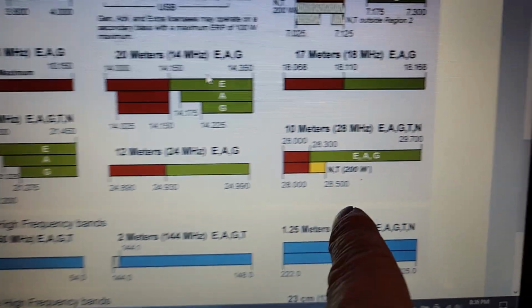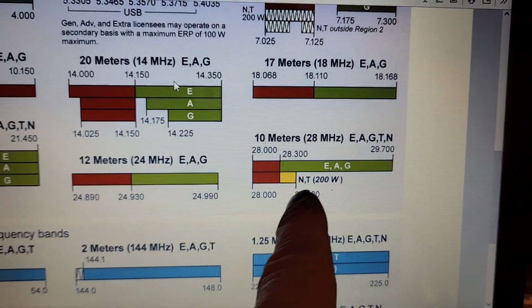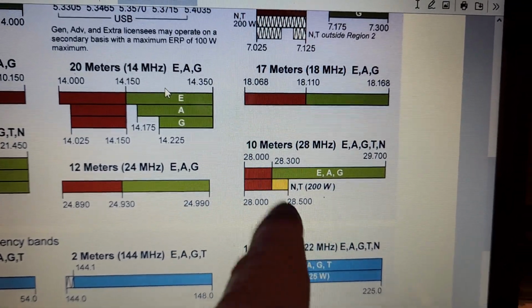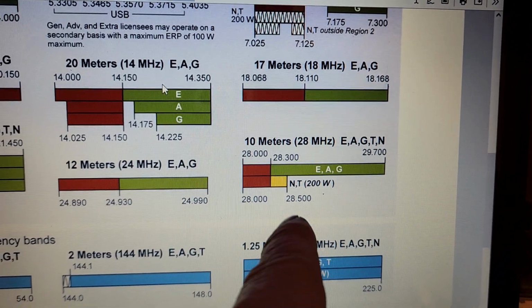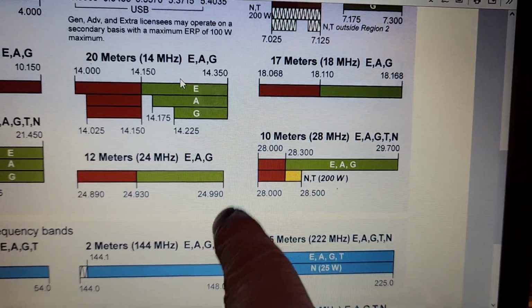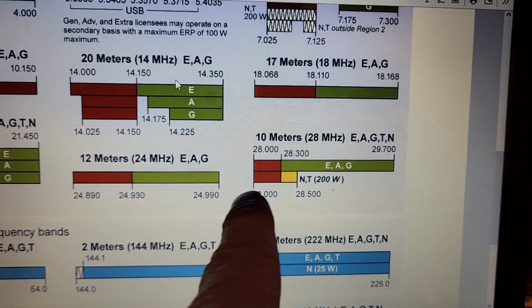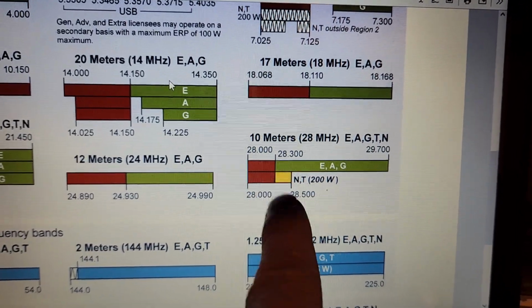That's a fun band too. 10 meters, the one we were using the other night to talk to Russia and Japan. Definitely about every 11 years when the sunspot cycle goes up, this band opens up and you can talk around the world. So notice here again, the novice and techs, they get a chunk here. You get from 28 to 28.3.